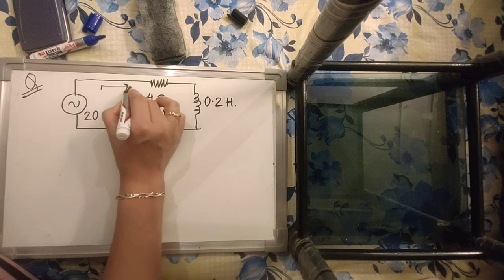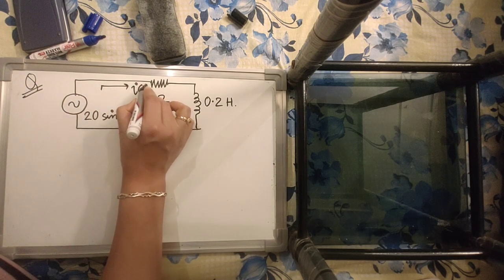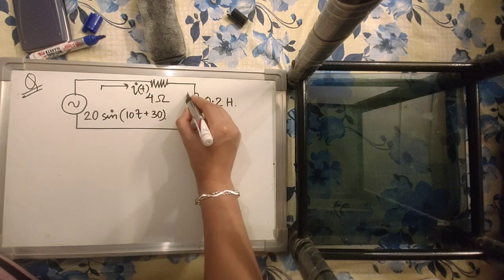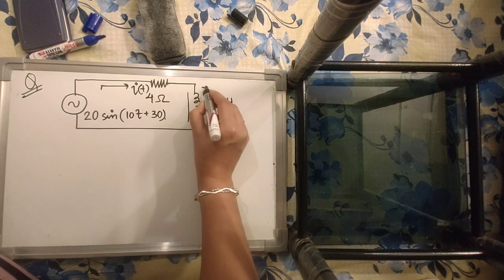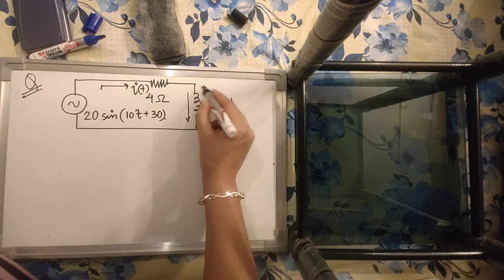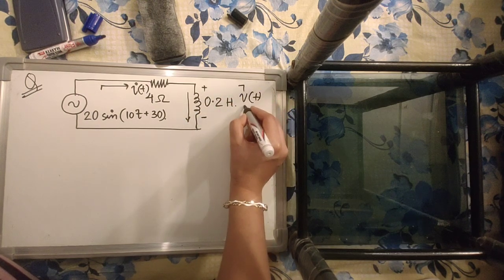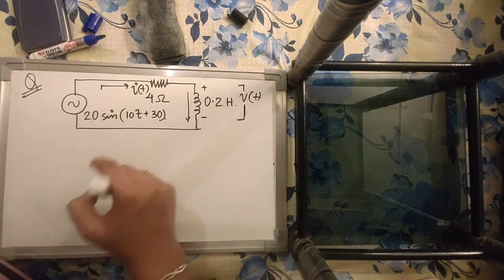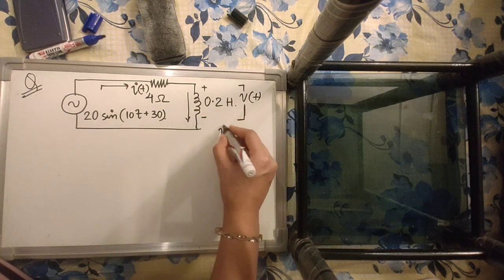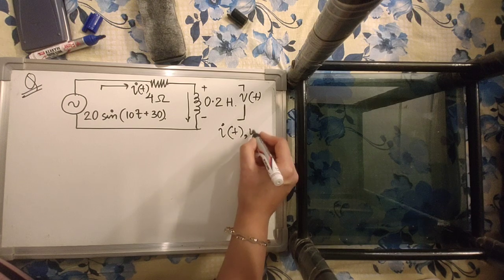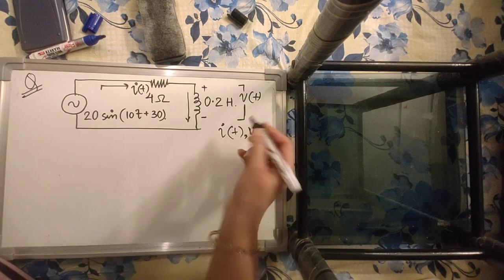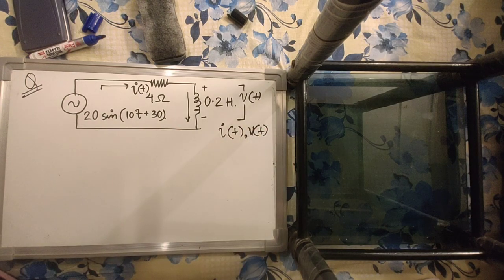and this is the current i(t) flowing through the circuit, and this is the voltage across the inductance, defined as v(t), the voltage across the inductance, right? You have to find both i(t) as well as v(t) in the circuit using, of course, phasor analysis. You can also use time domain analysis, but we want to see how to use phasor analysis.